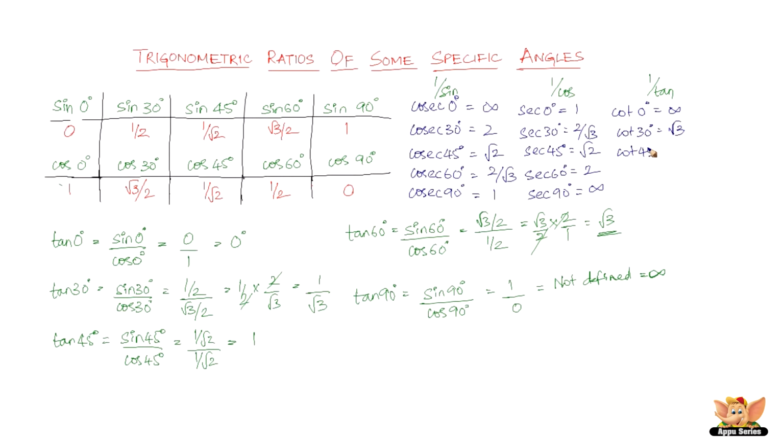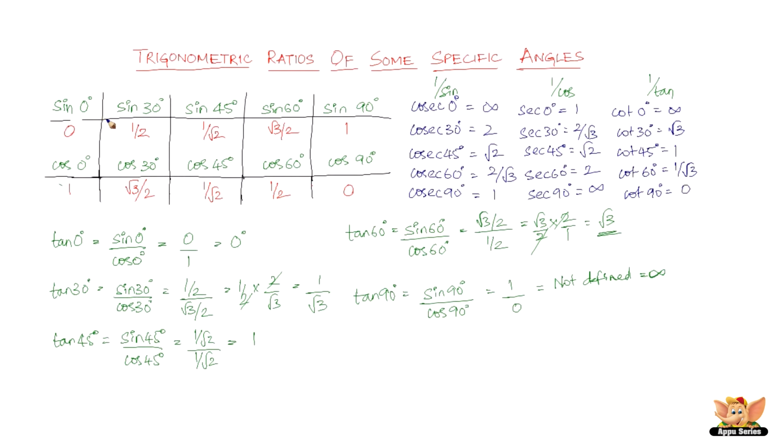Cot 45 degrees is again going to be the inverse of tan 45, which is 1. So the inverse of 1 is just 1. And cot 60 degrees is going to be the reciprocal of tan 60. So it's just going to be 1 by root 3. And cot 90 degrees is going to be the reciprocal of infinity, which is 0.